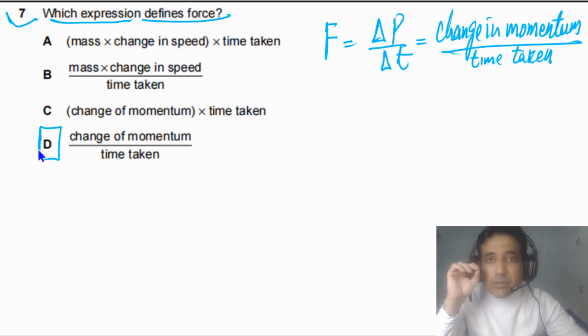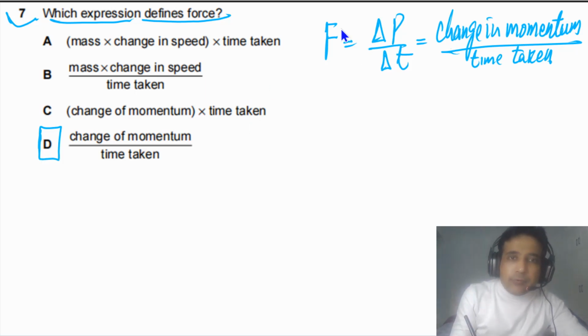Every year, in every paper, there will be one question about F is equal to delta P by delta T. Sometimes you need to calculate, sometimes you need to define force. So you have to be very clear about this one and how to use this equation.